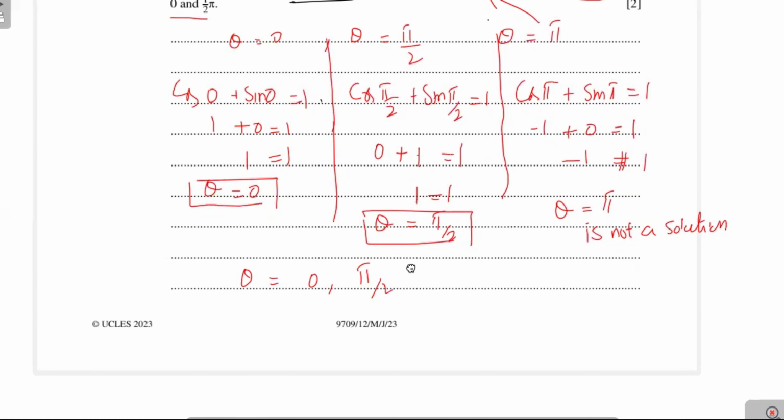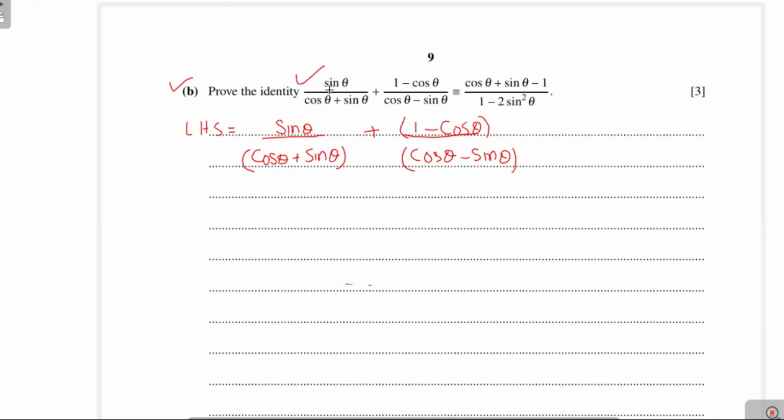This is the answer. Question 7 part B, prove the identity. Firstly, we take the left hand side of this identity to prove it. Now you see here the identity is sin theta over (cos theta plus sin theta), plus (1 minus cos theta) over (cos theta minus sin theta).